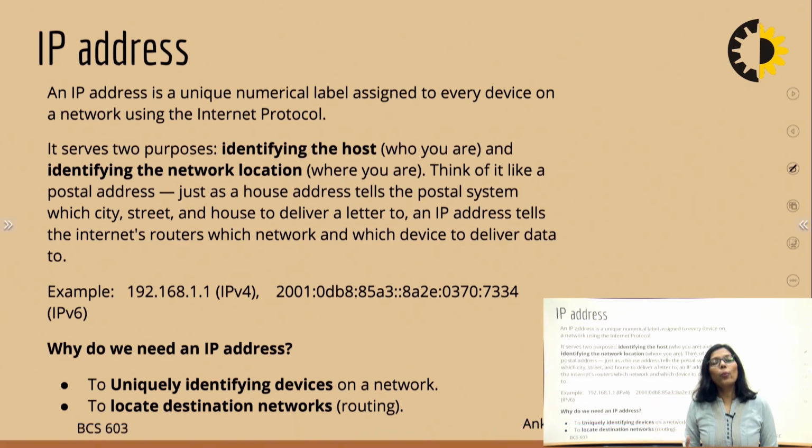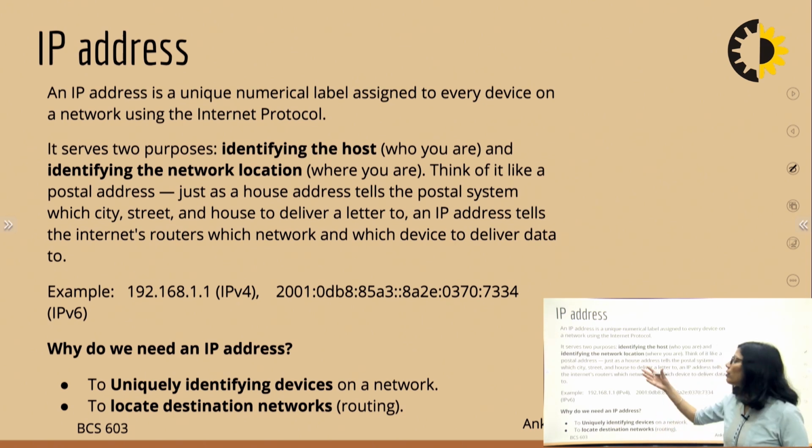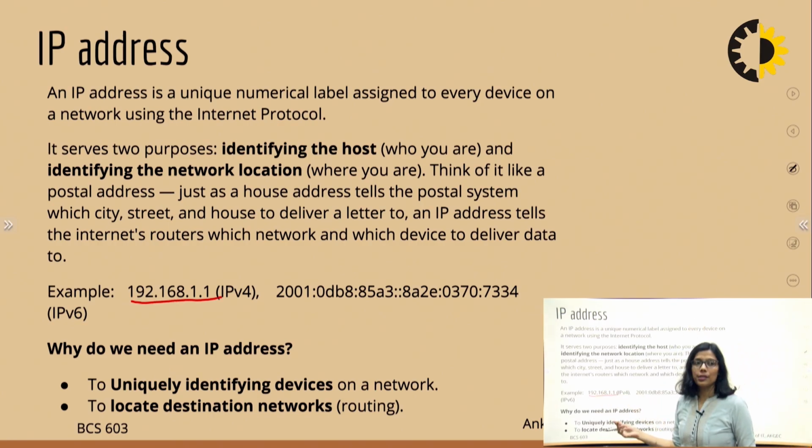In the same manner, an IP address also has two parts. One identifies the host, and the other part identifies the network location. For example, in an IP address, some of the bits depict the network, and the rest of the bits depict the host address. There are two ways in which we write an IP address: IPv4 and IPv6. IPv4 is a 32-bit address, whereas IPv6 is a 128-bit address. We will be discussing each of them in turn.